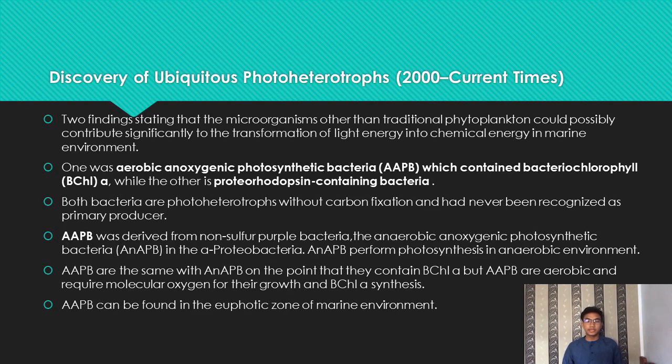Okay, the next slide is the discovery of ubiquitous photoheterotrophs from the year 2000 until the present. There are two findings stating that microorganisms other than traditional phytoplankton could possibly contribute significantly to the transformation of light energy into chemical energy in the marine environment. There are two bacteria they found, which are the aerobic anoxygenic photosynthetic bacteria, or AAPB in short form, and proteorhodopsin containing bacteria. I want to talk about AAPB first.